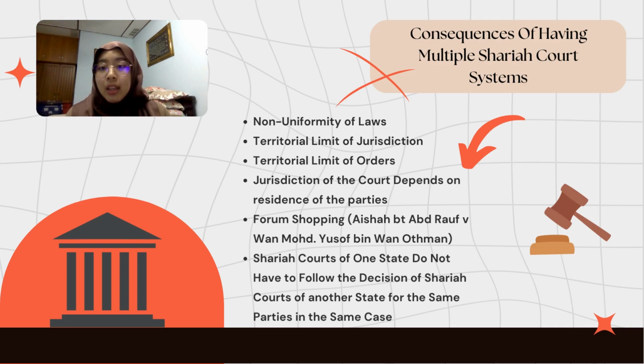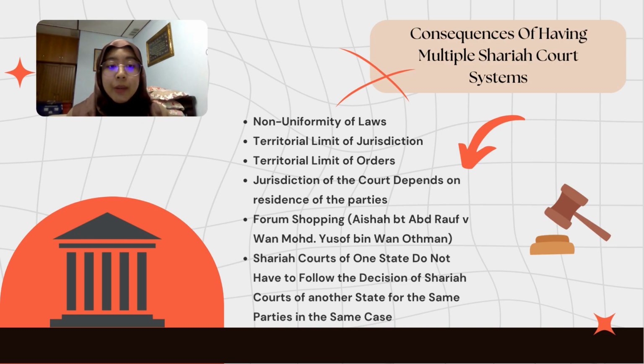The next one is forum shopping. I will be taking the case of Aisha binti Abdul Rauf versus Muhammad Yusuf bin Uthman. In this case, after the application of polygamous marriage was dismissed by the Shariah Appeal Court in Selangor, the husband filed another application in Terengganu, where he eventually succeeded in his application.